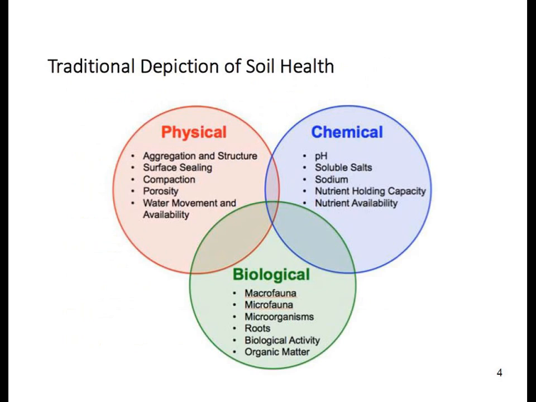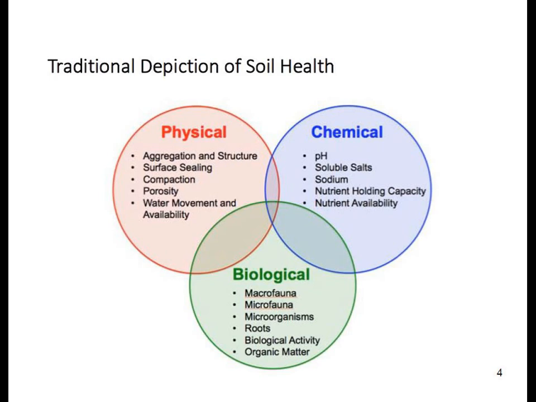Next slide, traditional depiction of soil health. This is really basically the basis of soil testing for health. It's looking at the physical, chemical, and biological attributes of a soil. And there's a Venn diagram here where they have the overlap of the three circles. That really is about the target that we want in terms of assessing the soil health, okay?